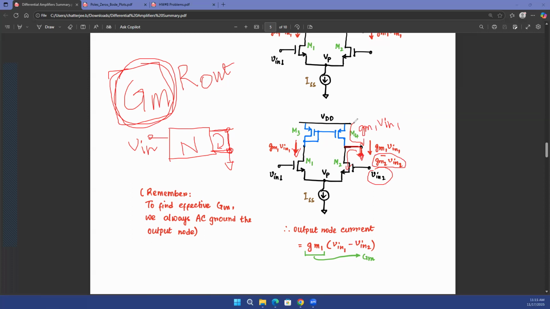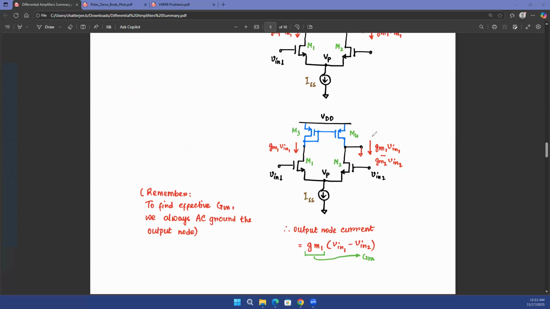Why is this minus? Because one current is going into the ground, and the other current is coming out of the ground and flowing through this. Right? These are AC currents. That's why the current can come out of the ground. So you have GM1 times V1 minus GM2 times V2. That's the overall current that you have at the right side branch, even though on the left side branch, you just have GM1 times V1 as the AC current. So the output node's current is GM1 times V1 minus V2.